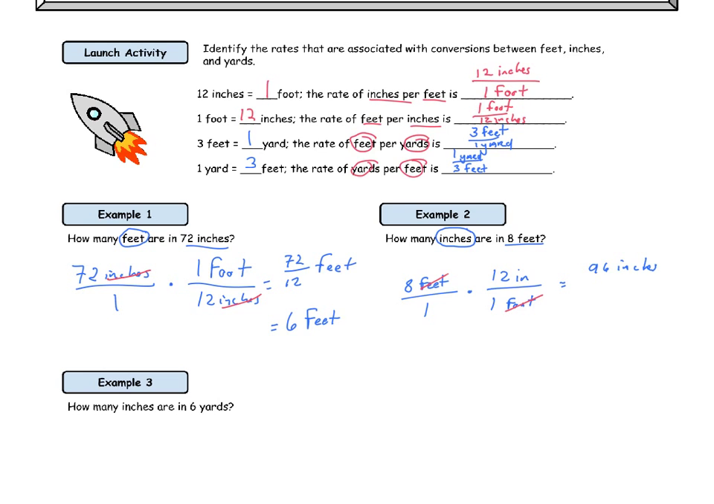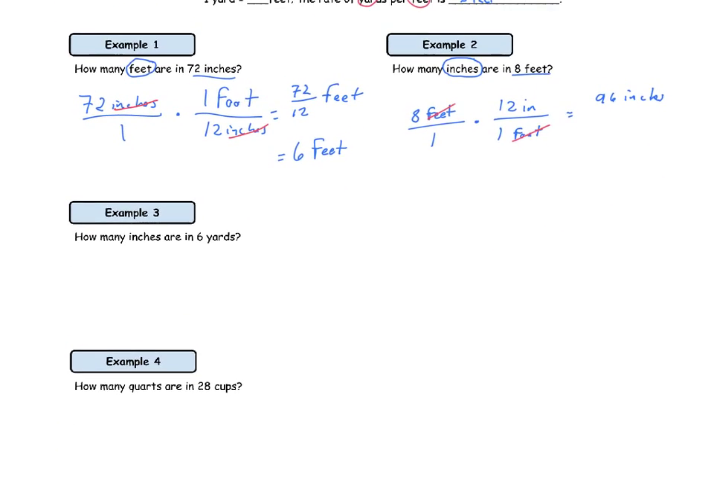So let's go ahead and move down to example number 3. It says, how many inches are in 6 yards? The only problem here is I do not know how many inches are in 1 yard. But let's just go about this one more time. We have 6 yards here. We want to eventually get to inches. So we have a bigger unit, which is yards, and we're moving to a smaller unit of inches. So chances are we're probably going to be multiplying like we did in example number 2.